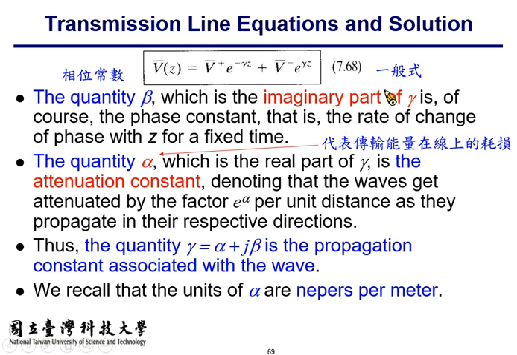A low frequency signal goes slowly through its 360 degrees, while for a high frequency signal, because the wavelength is short, the 360 degree change is more rapid. The quantity alpha, which is the real part of the propagation constant gamma, is referred to as the attenuation constant, which denotes that the wave gets attenuated by a factor of exponential alpha per unit distance as it propagates in their respective directions.